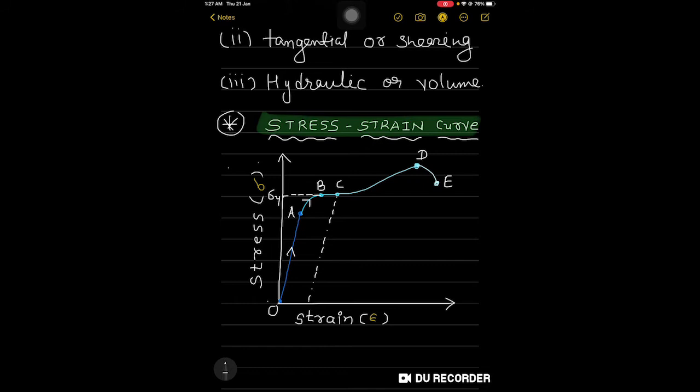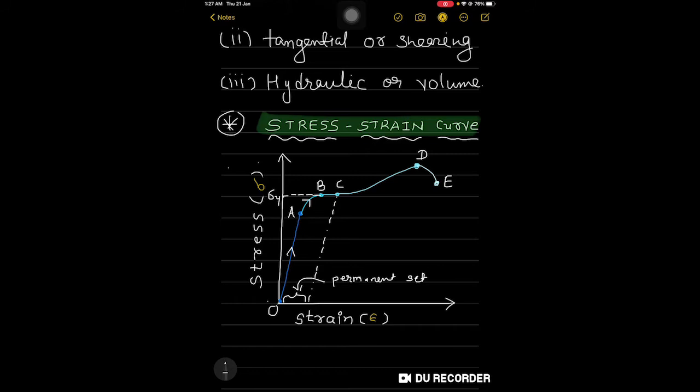In this region, I have shown with the arrow that some permanent set is established, and this deformation is said to be plastic deformation.